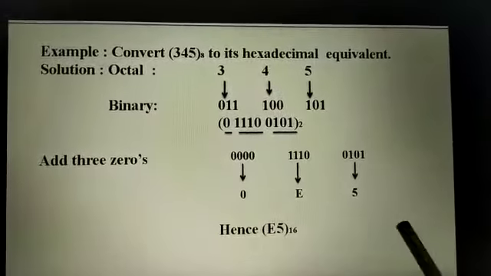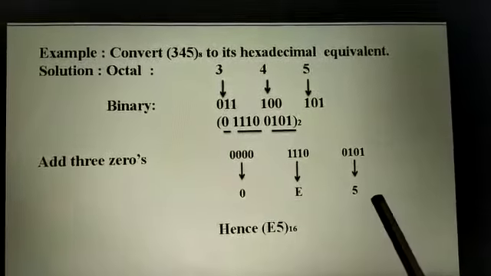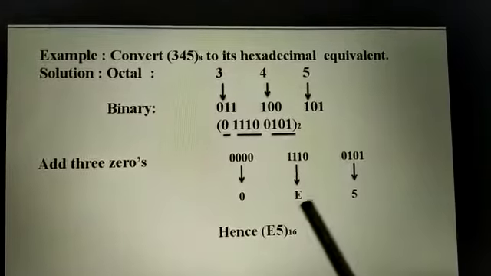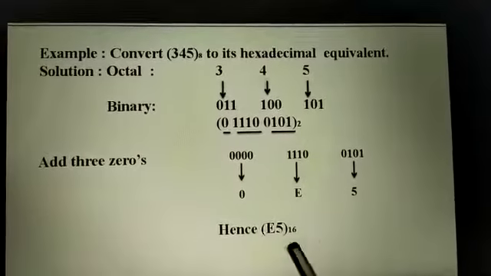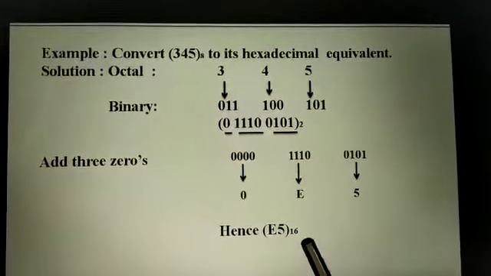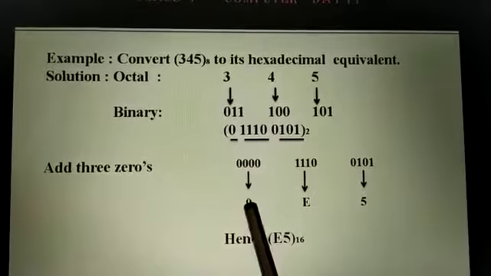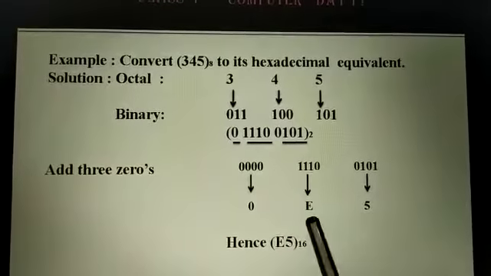So now you got it, now how we come up with 0, E and 5. We just combine it and then we will get our answer. The final answer will be E5 to the base 16, that is, the hexadecimal number system, and these zeros, since they are on the left side, can be skipped. So only E5 has to be written.